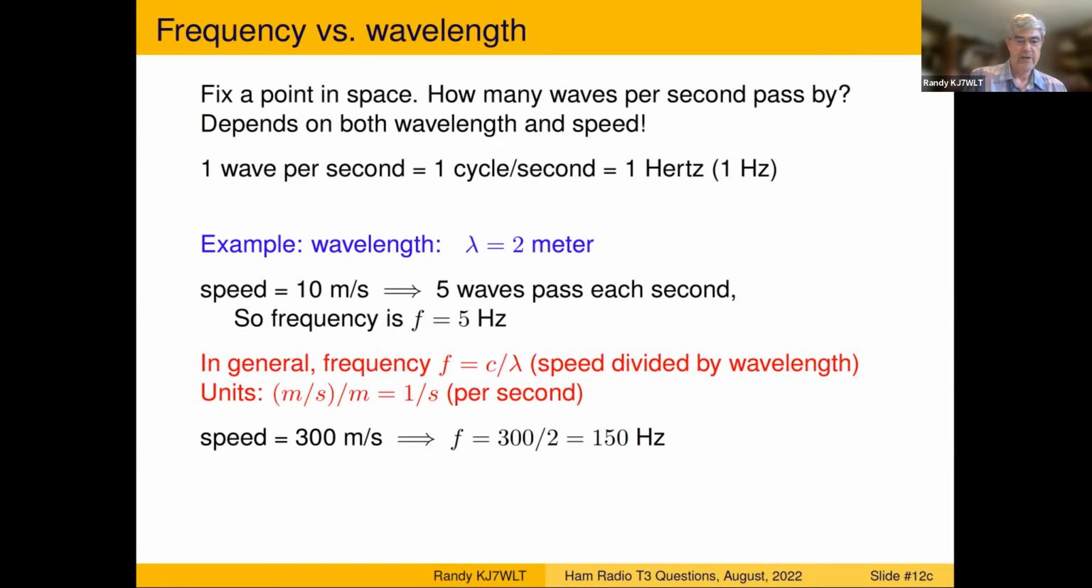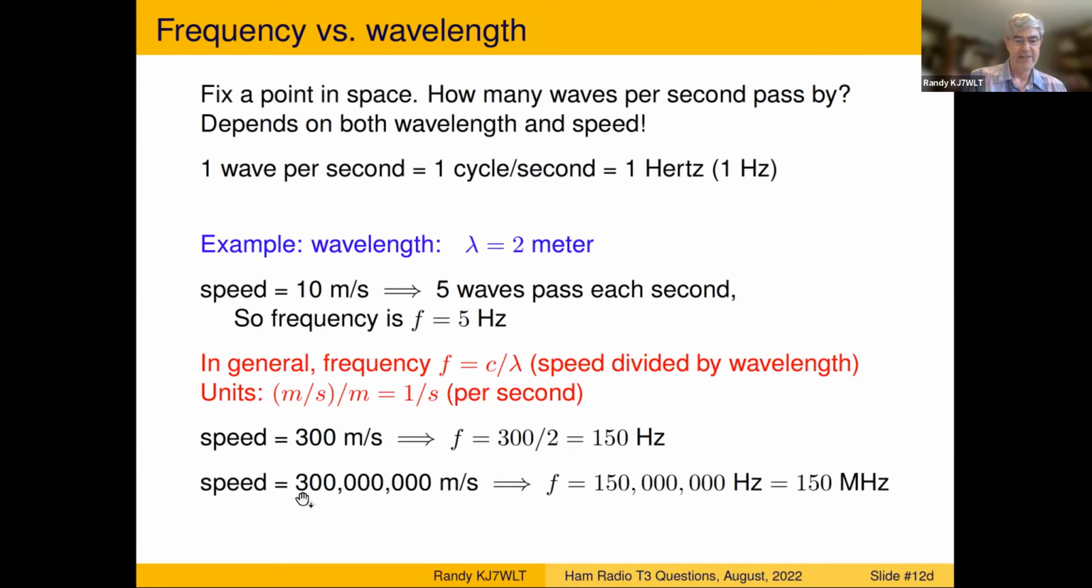And if it were an electromagnetic wave, on the other hand, it would be moving at 300 million meters per second. And so if it were, again, a 2-meter wave, then we would have 150 million wave crests pass by every second. And so it would be a wave with frequency 150 million hertz, which is what we call 150 megahertz.